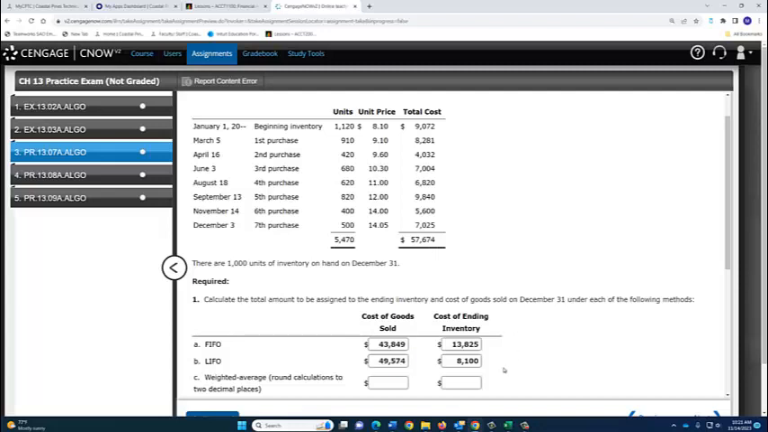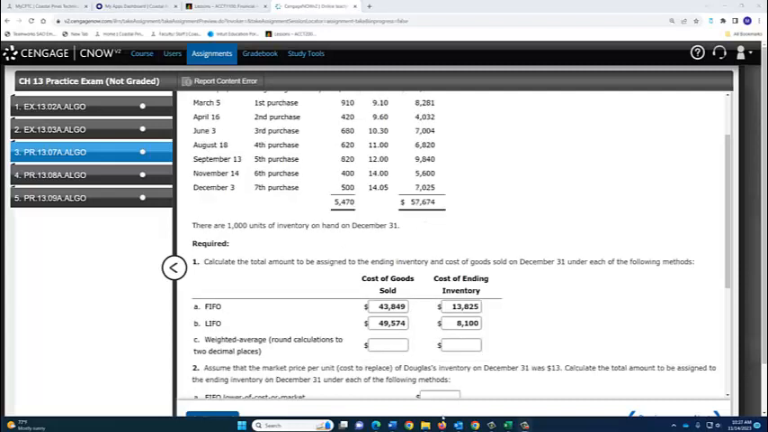$49,574. Now keep in mind, if your ending inventory is incorrect, then when you subtract it from your total cost, then your cost of goods sold will always be incorrect. So double check the cost of your ending inventory if you're going to use that method to figure out your cost of goods sold. The next method is the weighted average inventory method.